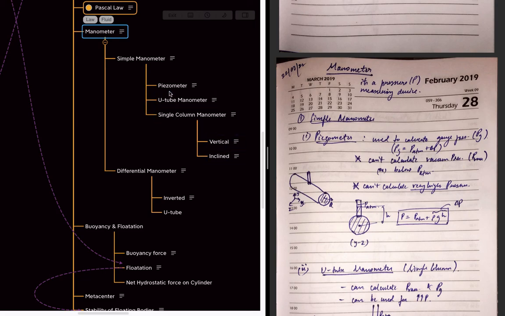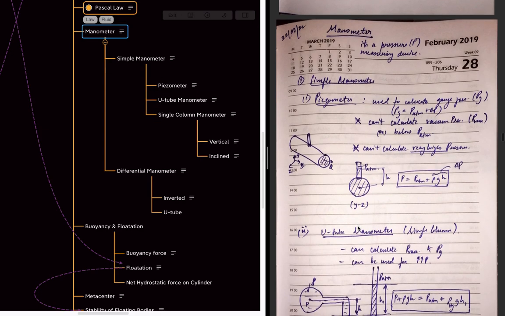So what is the piezometer? It's the simplest manometer. It is used to calculate the gauge pressure, that is, the atmospheric pressure plus the additional pressure. It is not used to calculate vacuum pressure. It is not capable of calculating vacuum pressure, and it cannot calculate very high pressures.